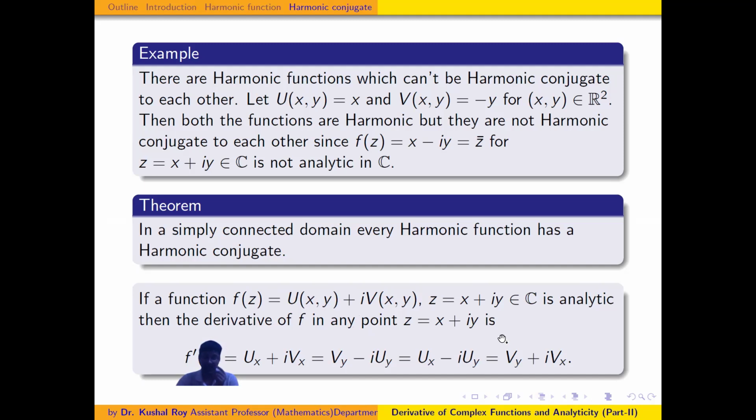So therefore, you can easily substitute those relations in f dash z. That means f dash z is ux plus ivx, it is also vy minus iuy. It can also be written as ux minus iuy, and also it is vy plus ivx. So you have these four forms for the differentiation of f at some point z.